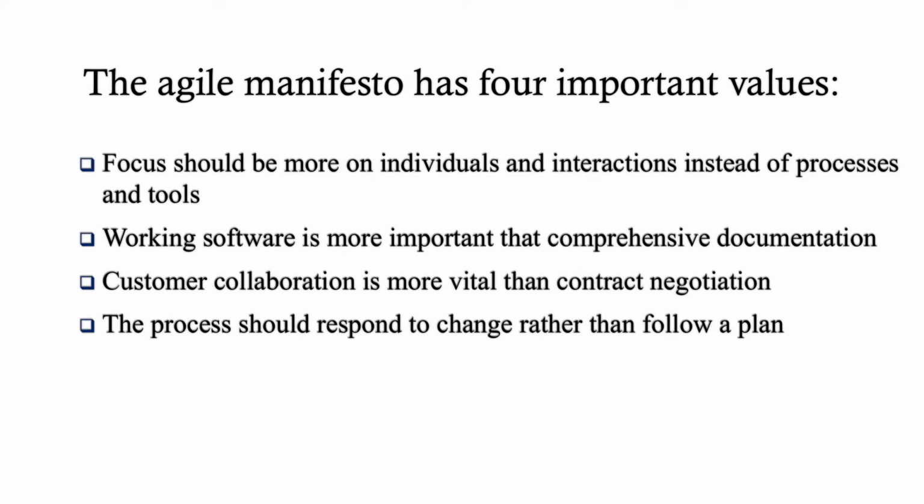The Agile Manifesto has 4 important values. Focus should be more on individuals and interactions instead of processes and tools. Working software is more important than comprehensive documentation. Customer collaboration is more vital than contract negotiation. The process should respond to change rather than follow a plan.